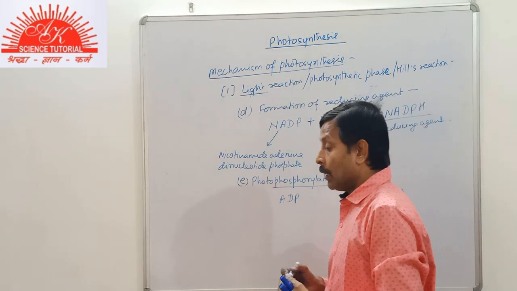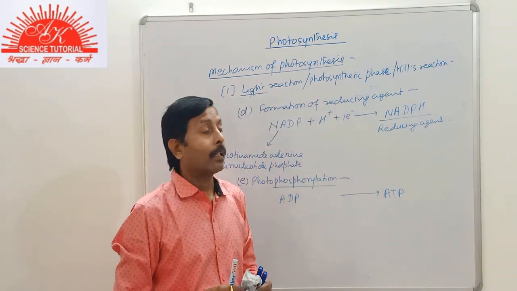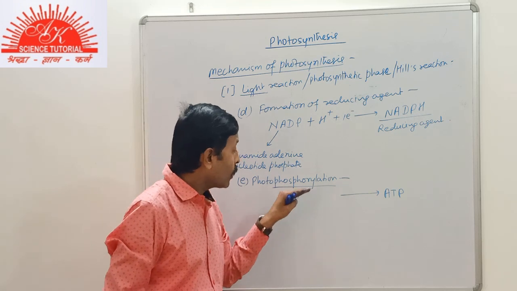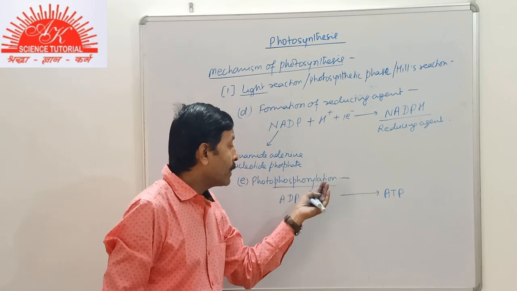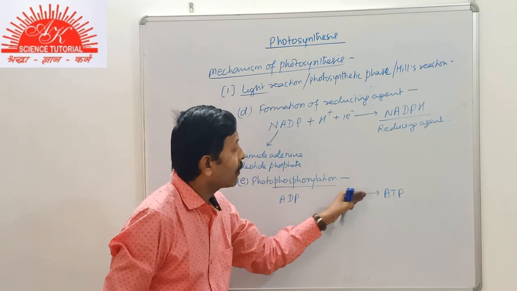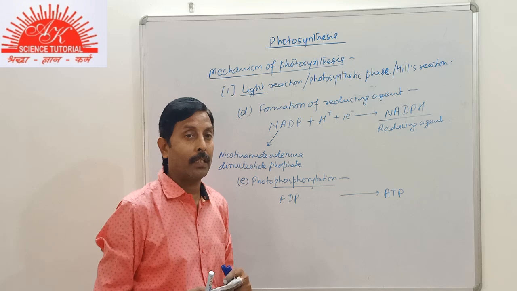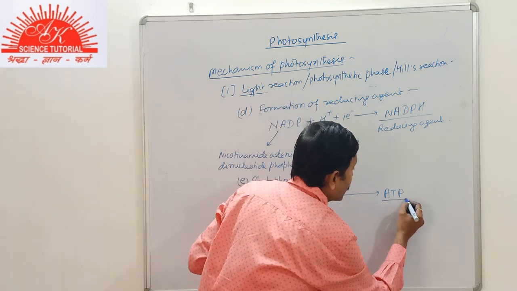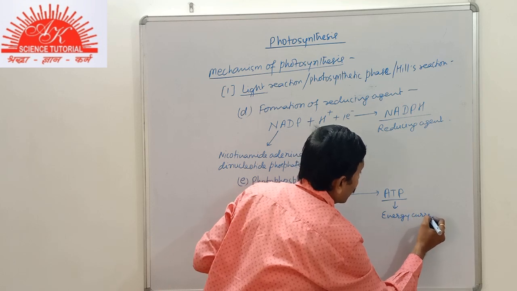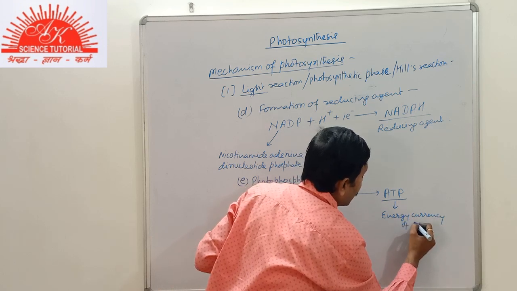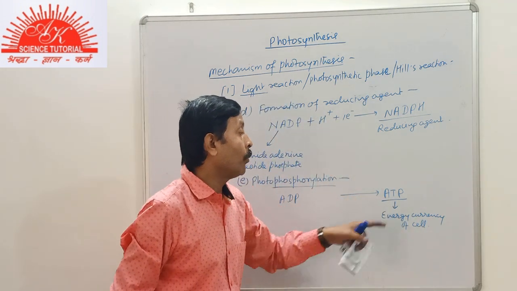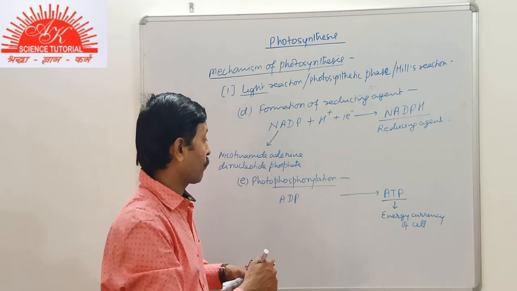ADP is a low energy grade compound. It stores chemical energy by taking inorganic phosphate. So from diphosphate it turns to triphosphate and stores energy. ATP is known as the energy currency of the cell. Energy currency of the cell means in the cells energy is stored in this form which is used for different processes.